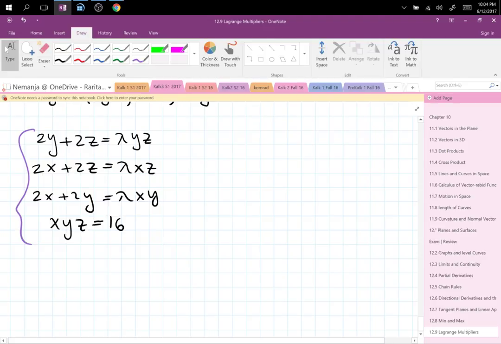Observe that x, y, and z cannot be zeros because we are talking about a box that needs to exist. Please use common sense every time. Now, as soon as you eliminate 0, you are allowed to start dividing by variables.